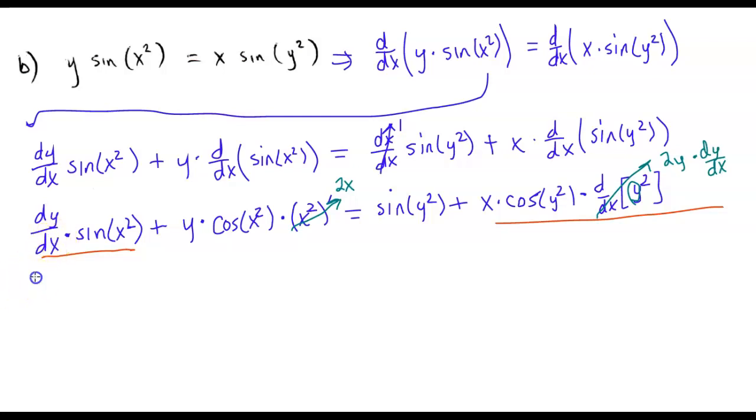So here I'll have dy over dx times sine of x squared. And all of this would need to come over on the left side here. So I'm going to subtract both sides by what we see here. So that's going to be a minus 2xy, because we're subtracting, so that's minus. We got the 2, we got the x, we got the y. And then that's going to be times cosine of y squared.